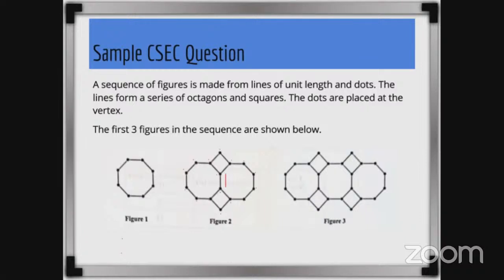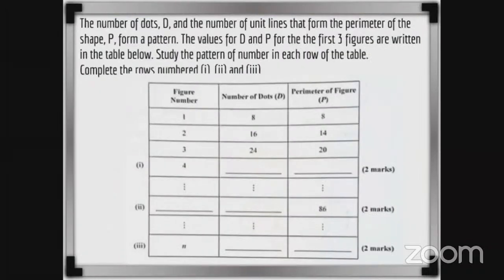So we can go back to our table. We can confirm it, right? So we can say that the number of dots is equal to D. D is the number of dots, which is 8 times n. So whatever the term is, we multiply.